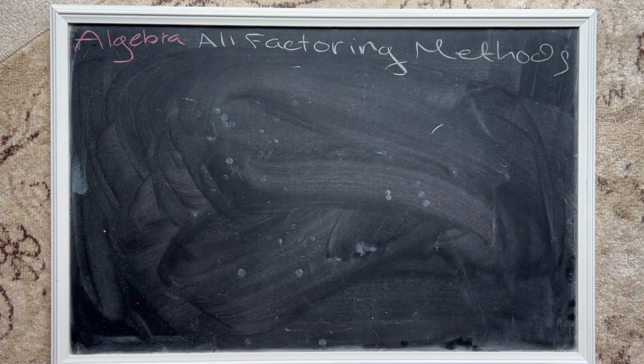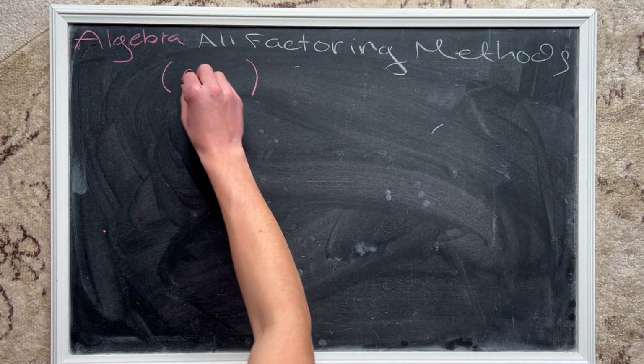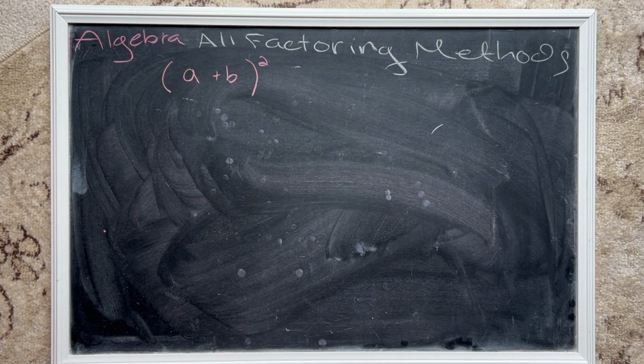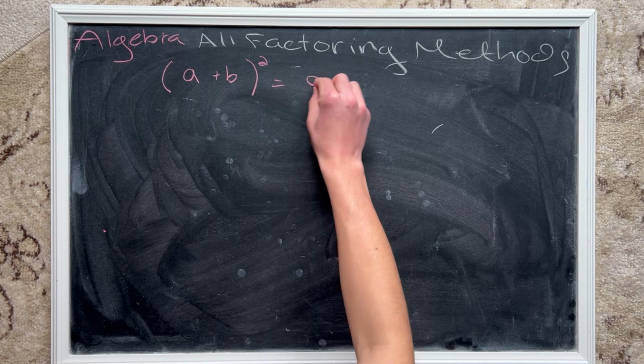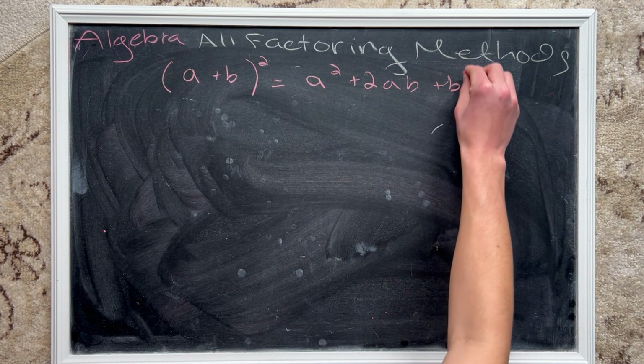All right, next I'm going to show you perfect square trinomial factoring. So perfect square trinomial is similar to difference of cubes, where it's more of just a formula rather than a method. So I'll show you. A perfect square trinomial would look something like this: (a plus b) squared is going to equal a squared plus 2ab plus b squared.